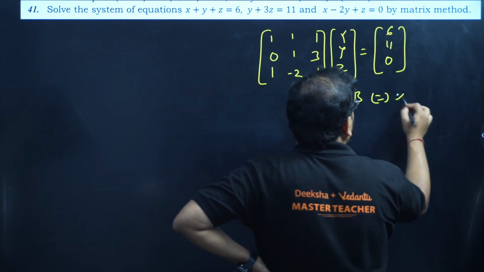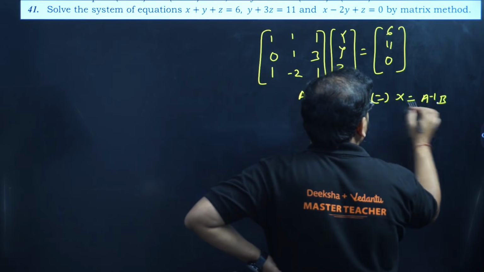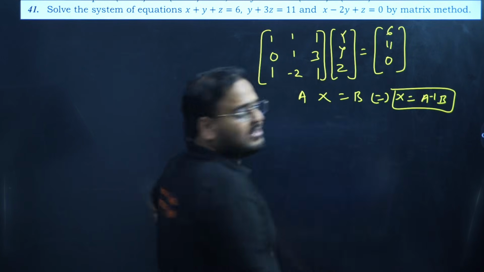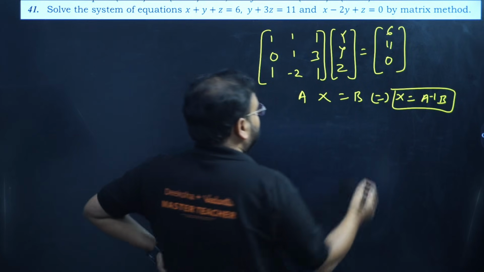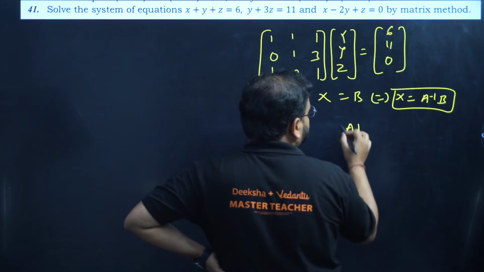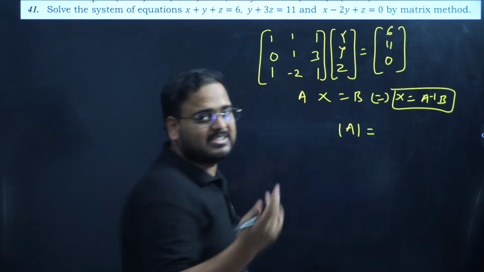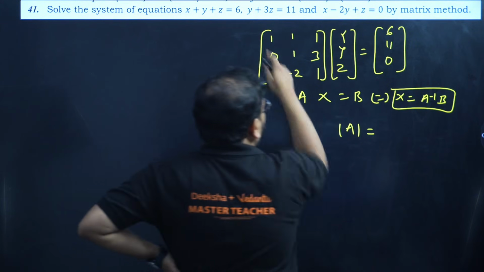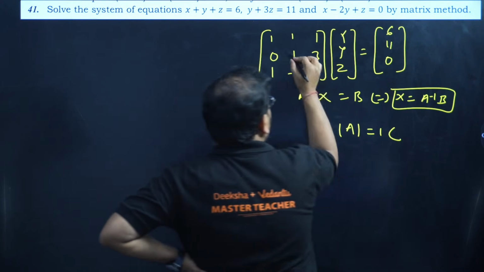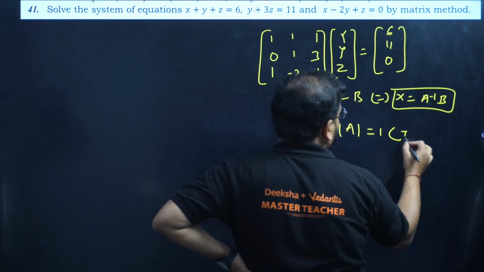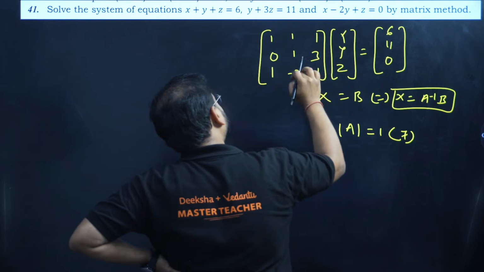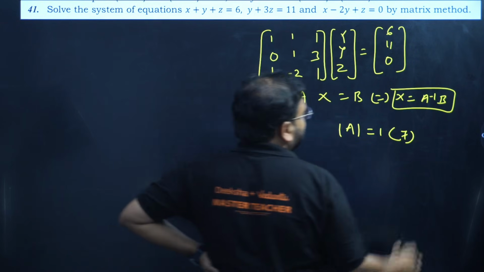You want to find X, you have to get what? A inverse times B. X is what? The unknown matrix, right? So to find A inverse, you need to find determinant of A first to check whether it is singular or not. Check from here, the first element 1, you'll get 1 plus 6 which is 7. 1 into 1 and 3 into 2 is 6, with a minus sign becomes plus after difference.